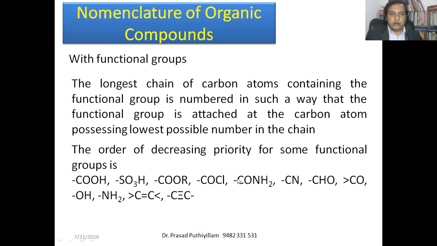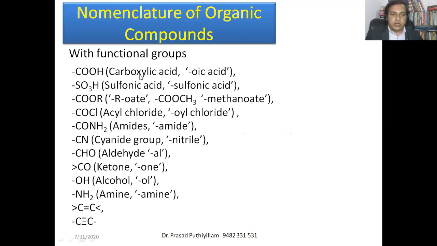Okay, we have to consider it in this order. We have to give the carbon atom containing that functional group as the first carbon atom. This is carboxylic acid. If a carboxylic acid group is there, you have to give it the first priority, and its suffix will be -oic acid. So that is carboxylic acid.